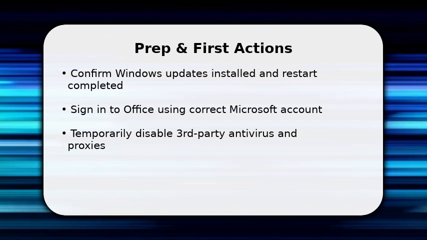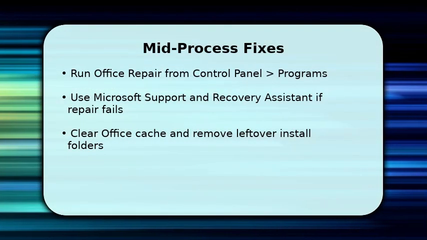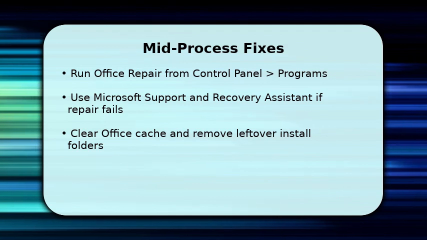If the installer stalls or fails, proceed with repair and targeted cleanup. Open Control Panel, choose Programs, find Microsoft Office, and run Repair. Choose Online Repair if Quick Repair doesn't help. If errors persist, use the Microsoft Support and Recovery Assistant to capture logs and autofix common issues.